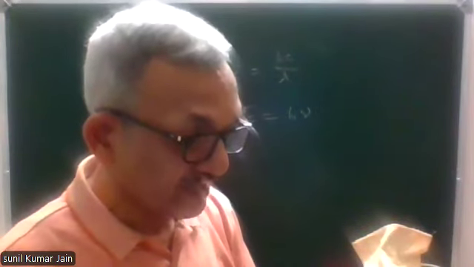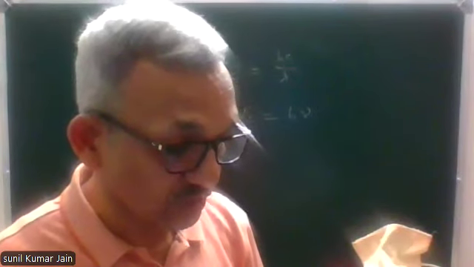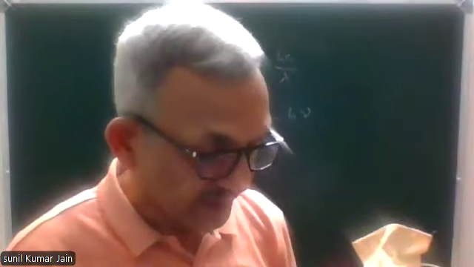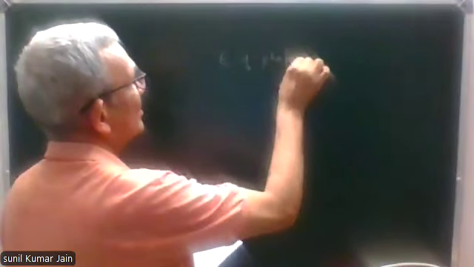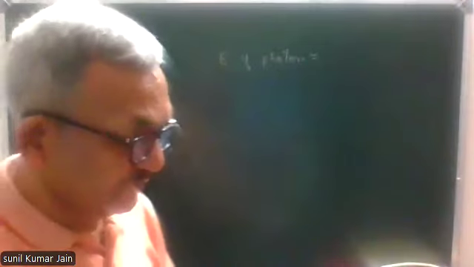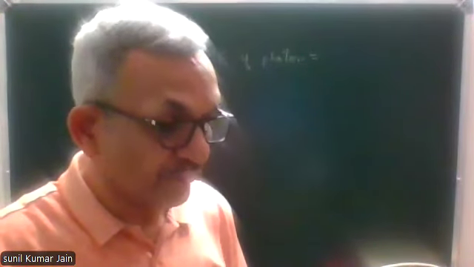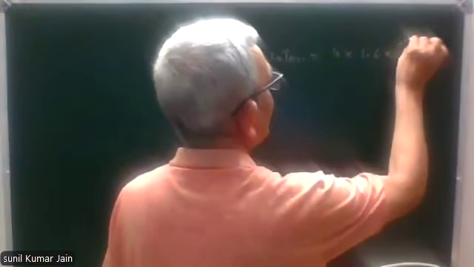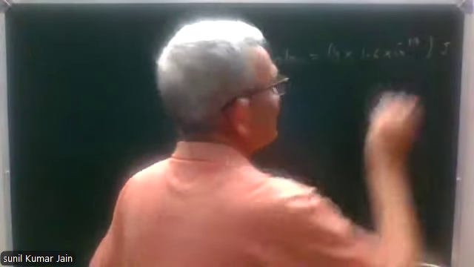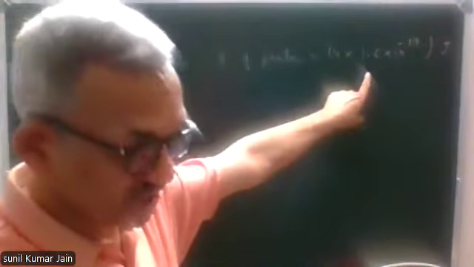Next, calculate wavelength in angstrom associated with a photon of energy 4 electron volt. Given that 1 electron volt is 1.6 into 10 to the power minus 19 joule. Energy of photon. It is 4 electron volt, 4 into 1.6 into 10 to the power minus 19. So 4 electron volt is this much energy.